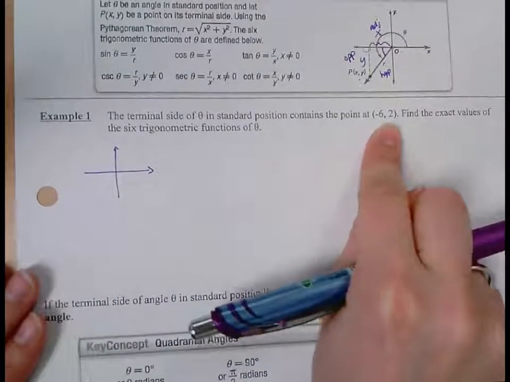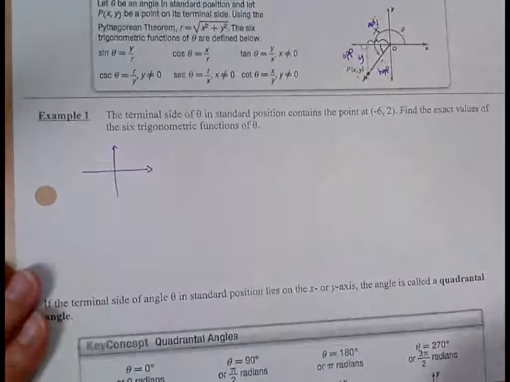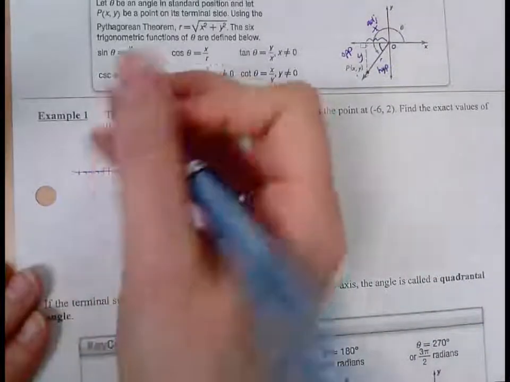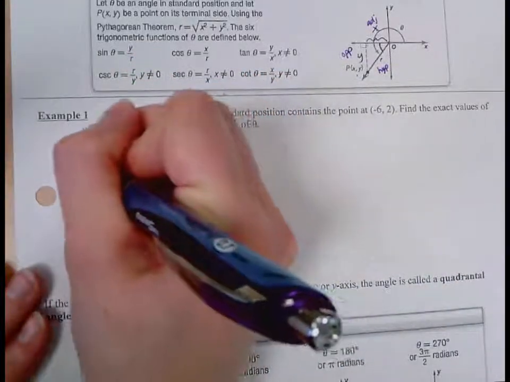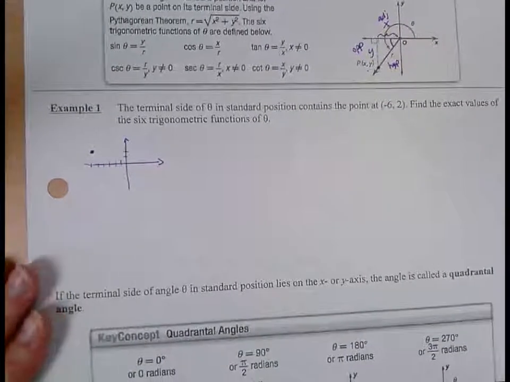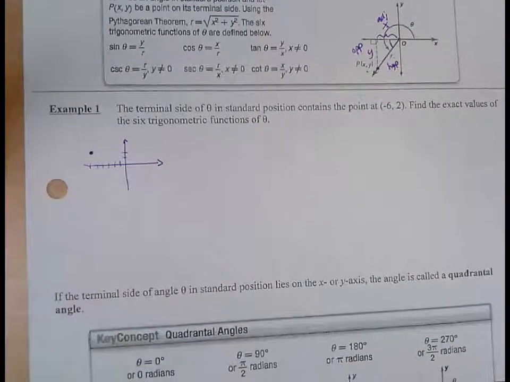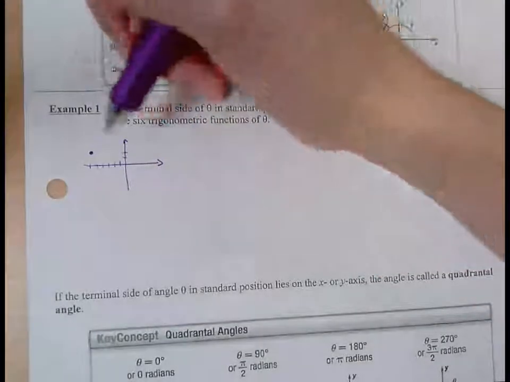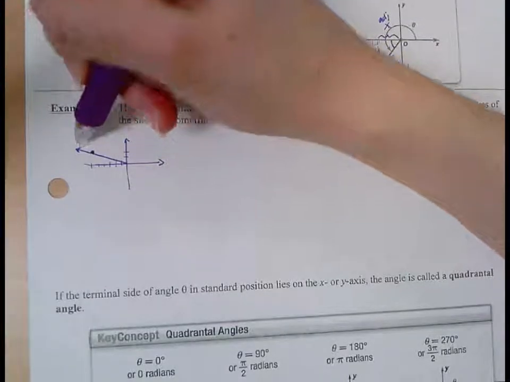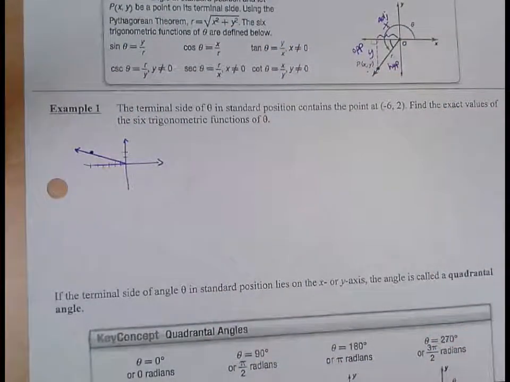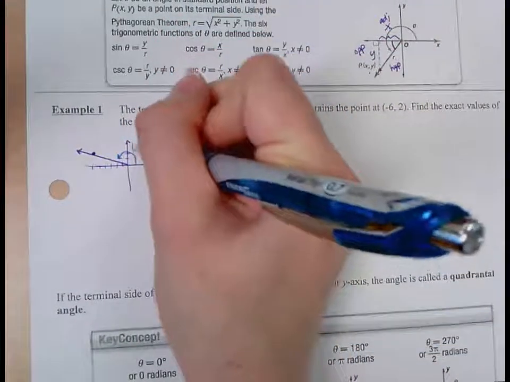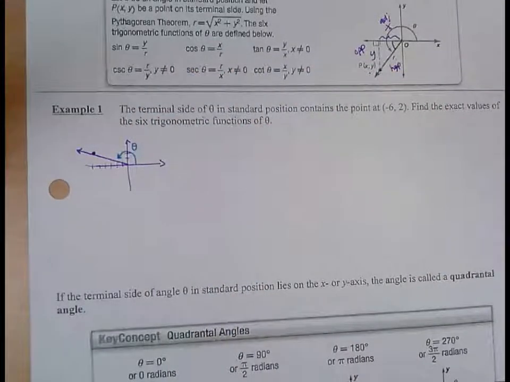And I'm going to plot where the point negative 6, 2 would be. So it would be in that second quadrant about there. And that point is on the terminal side of angle theta. So from the origin through that point, I'm going to draw in the terminal side of the angle. And that makes, from here to here, this is really what my angle theta is.